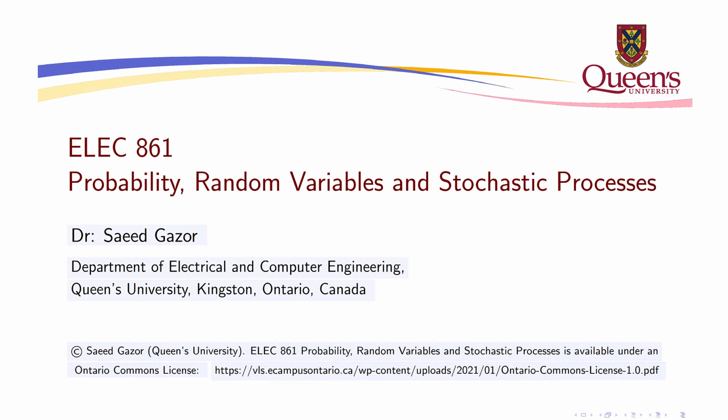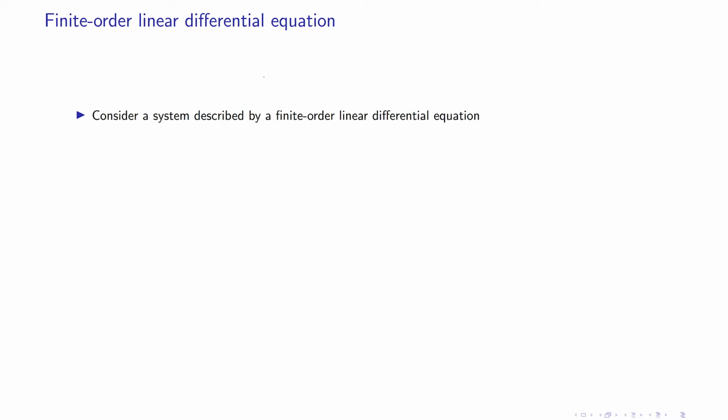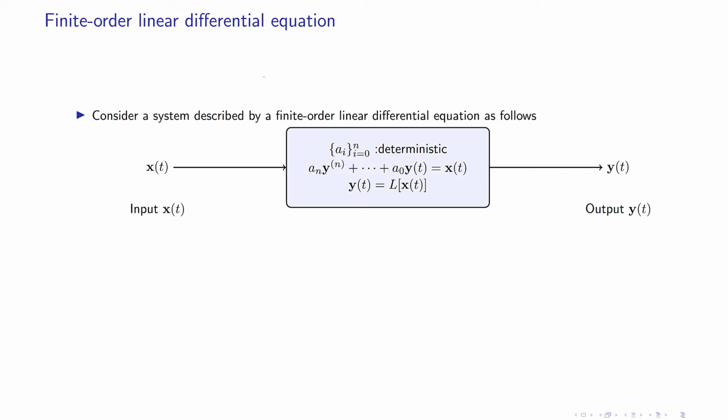Now we consider systems described by a finite order linear differential equation, which means that you have some linear combinations and some differentiators. In this example, y^(n)(t) means just the derivative d/dt of y(t), but not one time, but n times. That means that you apply d/dt n times on y(t), and then you multiply it by a_n, and then you apply it n minus 1 times and multiply by a_(n-1), and so on, and then this linear combination is equal to x(t).